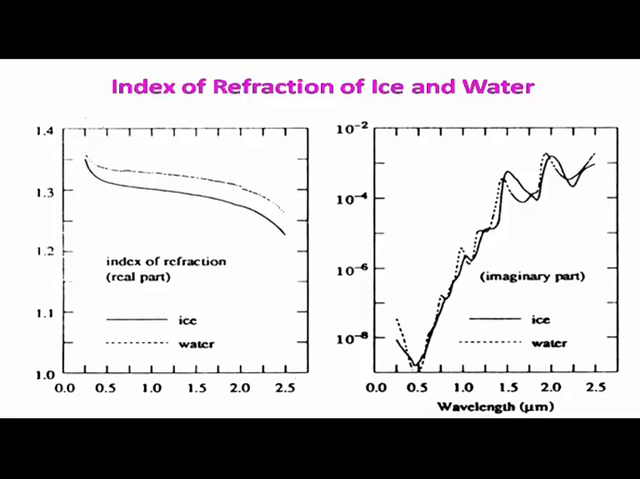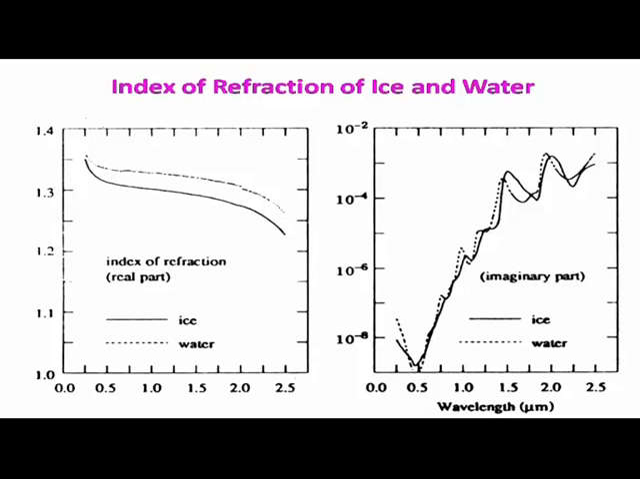The refractive index of ice is a complex term, where there is a real part as well as an imaginary part. The real part denotes the ratio of the velocity of light to the velocity in the medium. This comes in the case of ice as well as water. You will find the real part is almost similar and flat. For ice it is around 1.3, and for water 1.33.